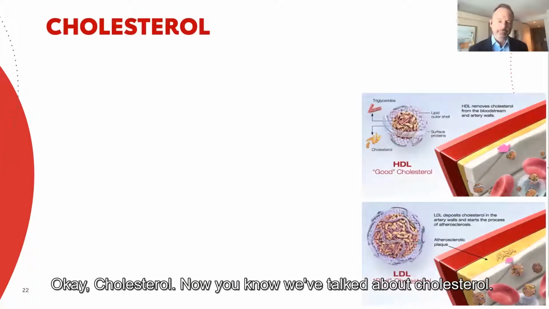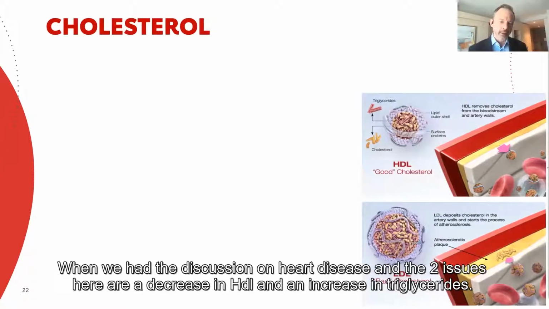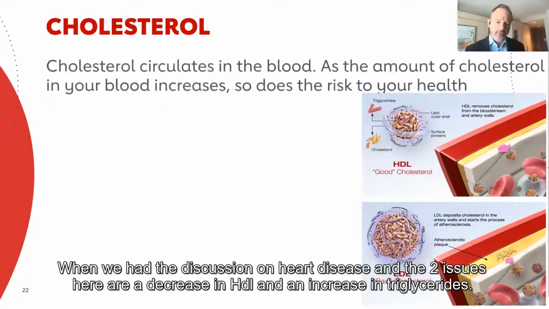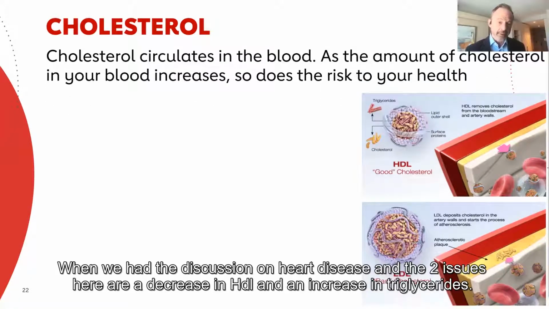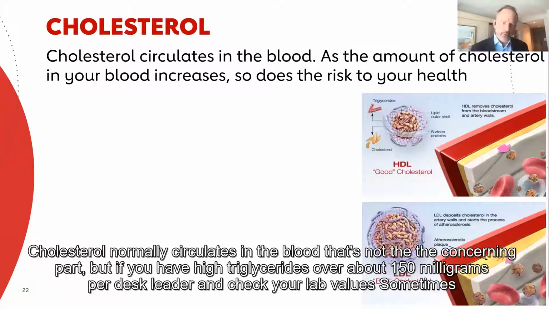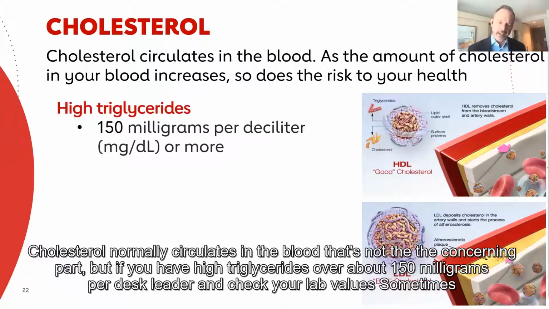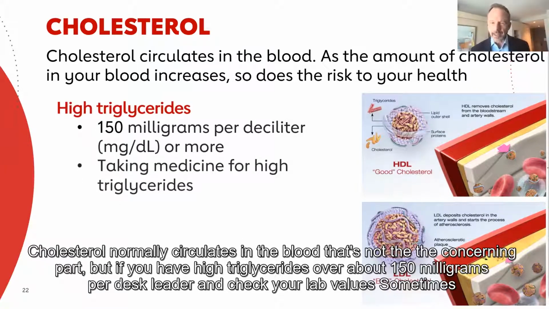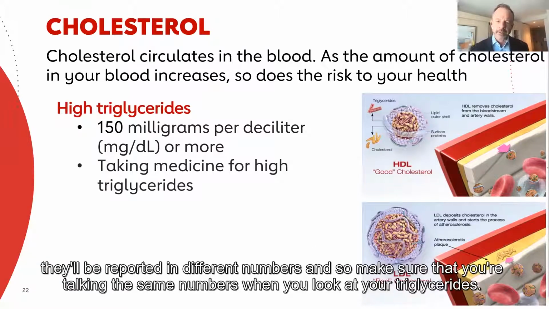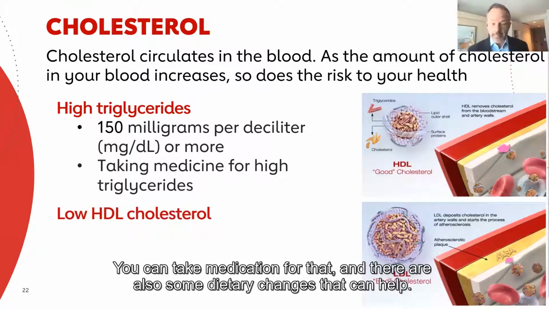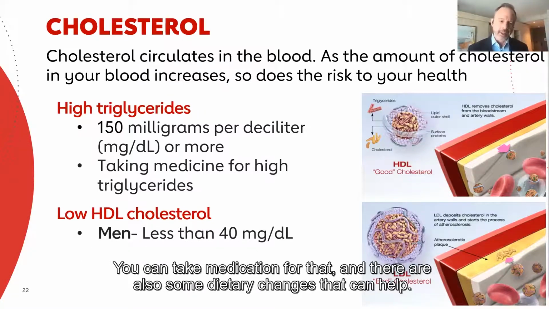Cholesterol. Now, we talked about cholesterol when we had the discussion on heart disease. And the two issues here are a decrease in HDL and an increase in triglycerides. Cholesterol normally circulates in the blood. That's not the concerning part. But if you have high triglycerides over about 150 milligrams per deciliter, and check your lab values, sometimes they'll be reported in different numbers. And so make sure that you're talking the same numbers when you look at your triglycerides. You can take medication for that, and there are also some dietary changes that can help.